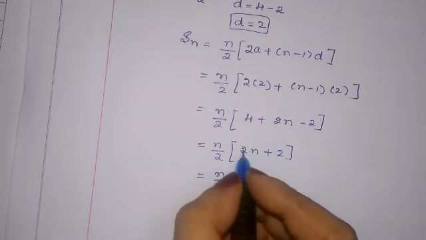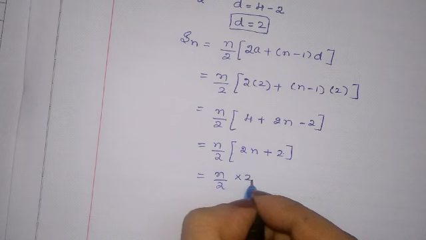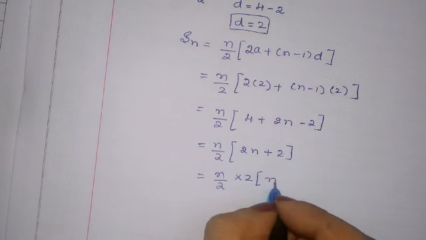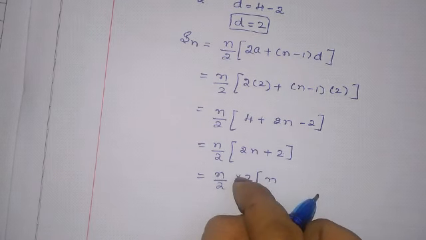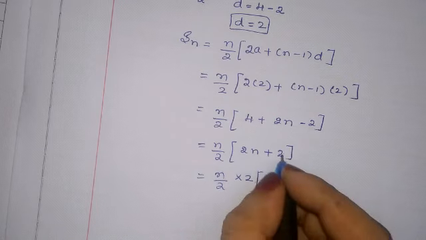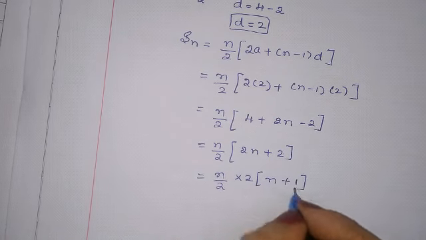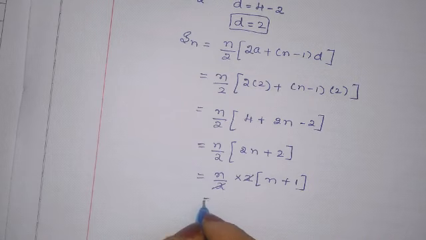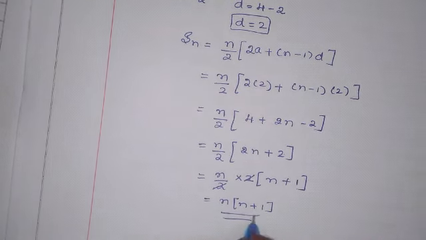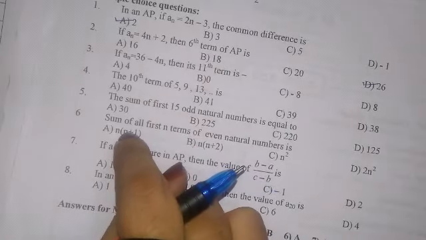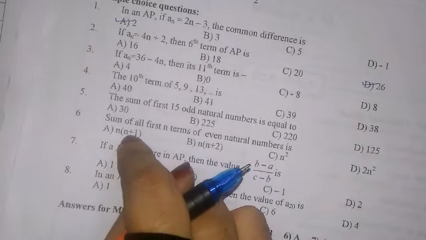We write n by 2 as it is. But on this side we can see 2 is common. So I'll take 2 outside. What is left? n is left, plus 2 divided by the common 2 gives 1. So the 2s get cancelled, and n into n plus 1 is the correct answer. So let us see in the question. Yes, here n into n plus 1 is given as the answer.